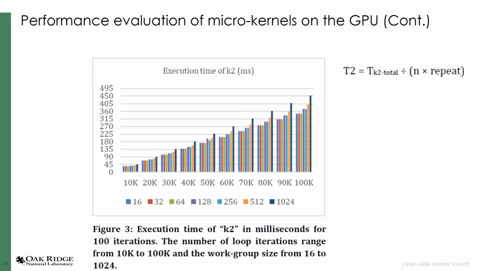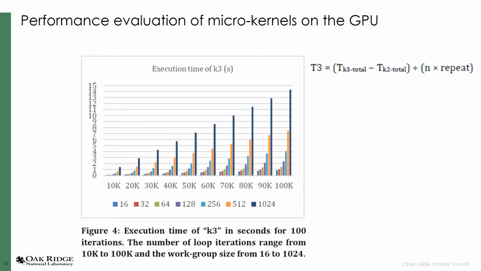This figure shows the performance trend for the second microkernel. For a given workgroup size, the time increases almost linearly from 10K to 100K. On the other hand, the increase of execution time occurs at 4 points for a fixed loop count. The conclusion is that the estimated barrier cost increases by approximately 31% from about 35 nanoseconds to 45 nanoseconds when the workgroup size rises from 16 to 1024.